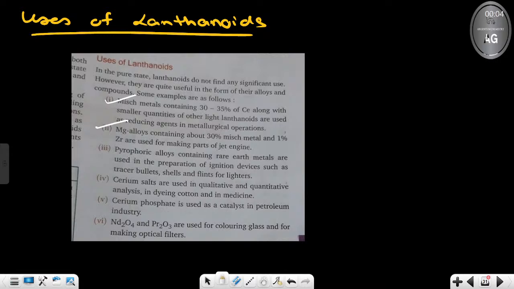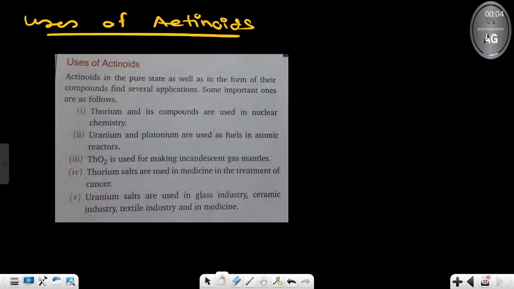Pyrophoric alloy is again a type of alloy containing rare earth metals, used in the preparation of ignition devices. Cerium salts are used in analysis and dyes. Cerium phosphate is a catalyst. Neodymium oxide and promethium oxide are used for coloring glass and optical filters. Thorium and its compounds are used in nuclear chemistry. Uranium is used in atomic reactors. Thorium oxide is used in incandescent gas mantles. Uranium salts are used in the glass industry. Clear? So that is all that you need to read from the d and f block theory part.